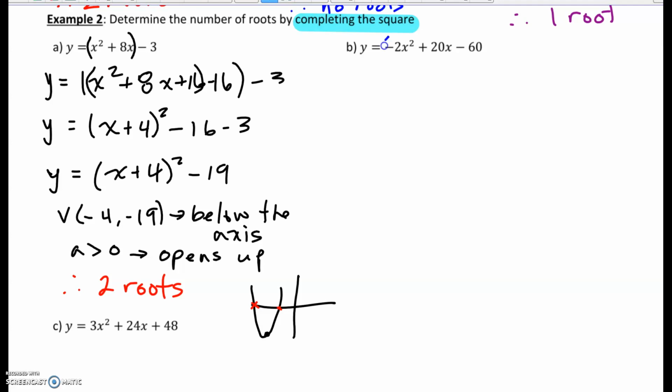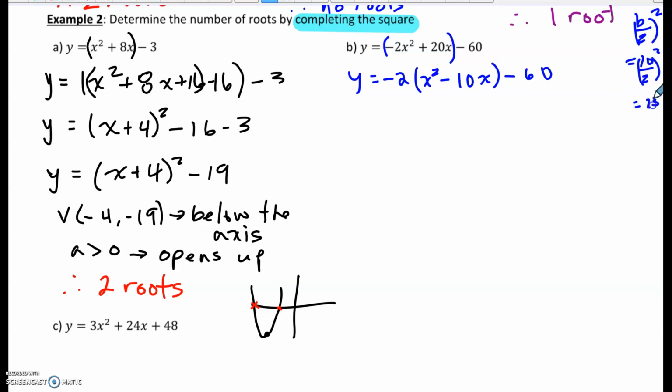So I'm going to start by putting brackets around my first two terms, and I recognize I have to divide out my a value, which is -2. So that would be x squared minus 10x, and then the minus 60 stays out of the bracket. We have to now figure out what we add and subtract by. So we take half of b and square it. Half of b is going to be 5, squared would be 25. So I'm going to add and subtract 25.